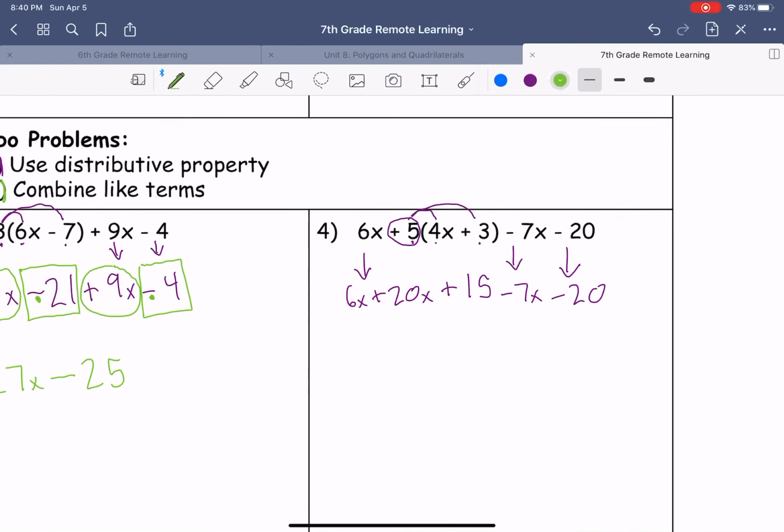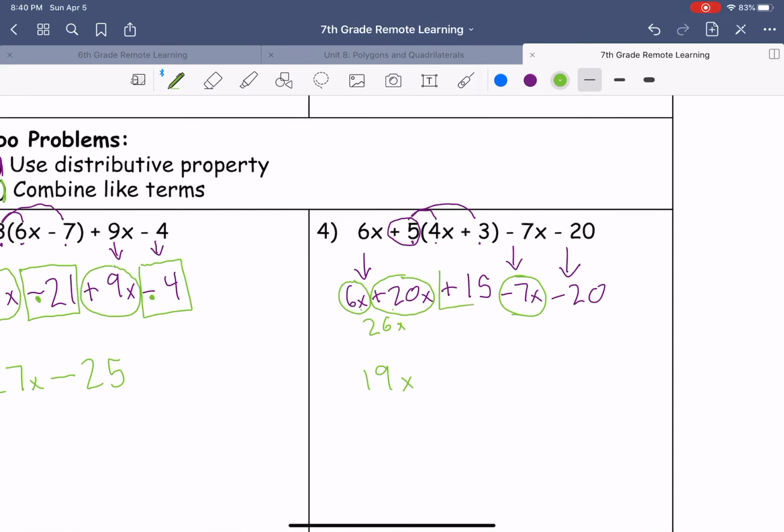Now let's do some combining. We've got a 6x, we've got a plus 20x, and we've got a minus 7x. Okay, so 6 plus 20 is 26, and then minus 7x, so 26 minus 7 is going to give us 19x.